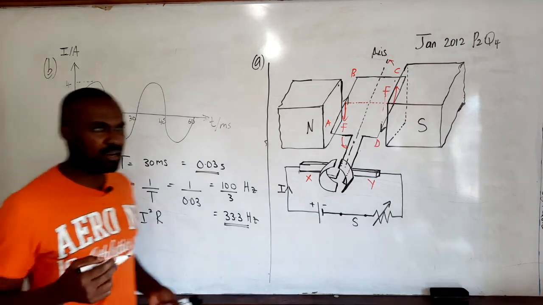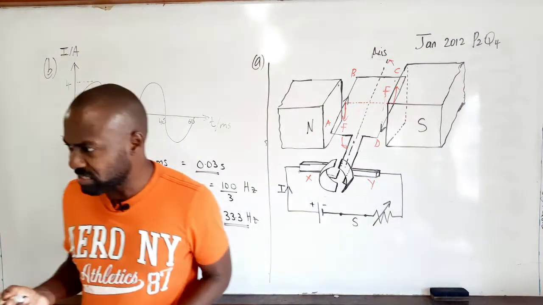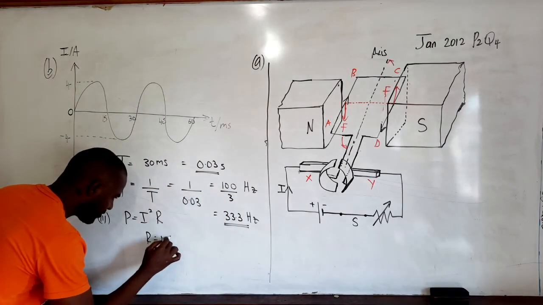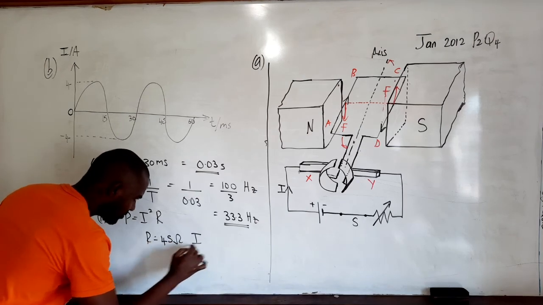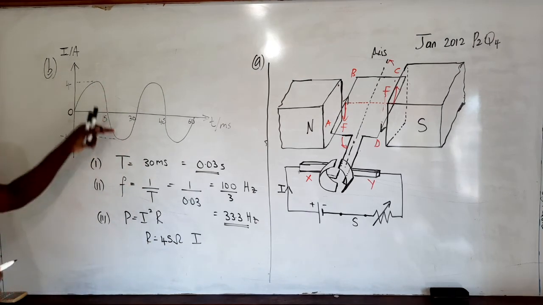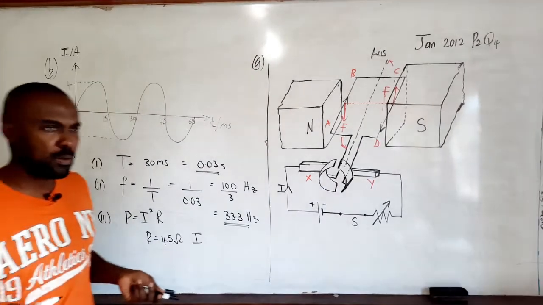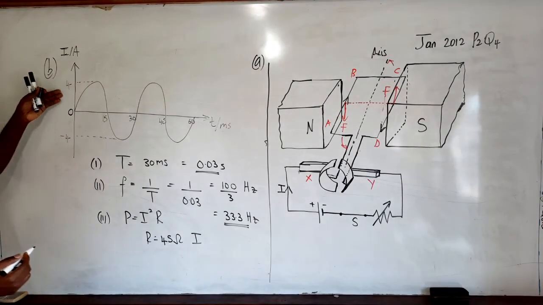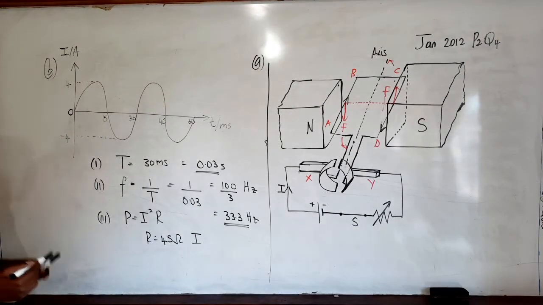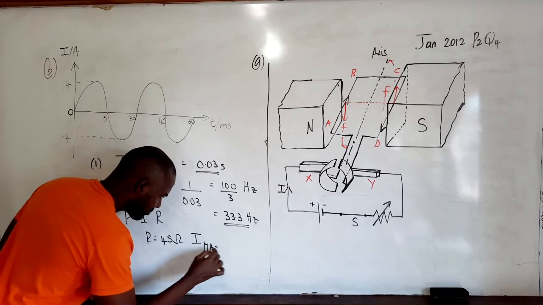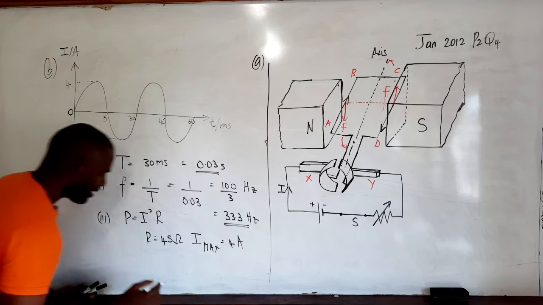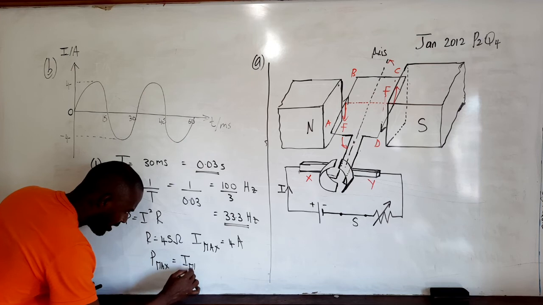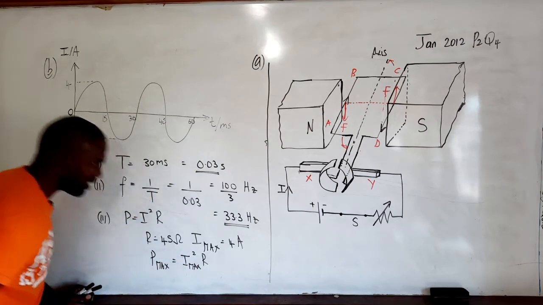The question asks us to calculate the maximum power. The value of the resistor is 45 ohms, so R is equal to 45 ohms. Now the current I is a sinusoidal waveform, but we're asked to find the maximum power, and therefore to calculate the maximum power, we would need the maximum current, which of course we can see from the graph is going to be 4 amperes. So we call that I max equal to 4 amperes. And therefore the maximum power, P max, is equal to I max squared times R, right?